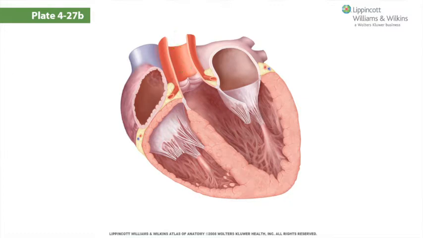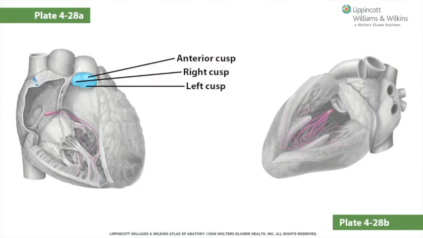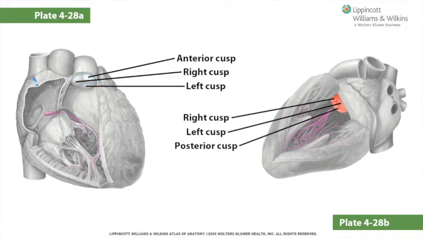The cusps of the semilunar valves are named according to their embryological origin, rather than their relative positions in the adult. The pulmonary valve has right, left, and anterior cusps, while the aortic valve has right, left, and posterior cusps. Each sinus is named according to the cusp forming its medial wall.